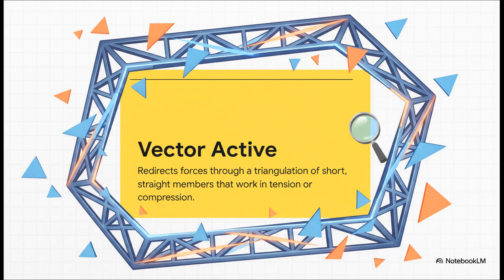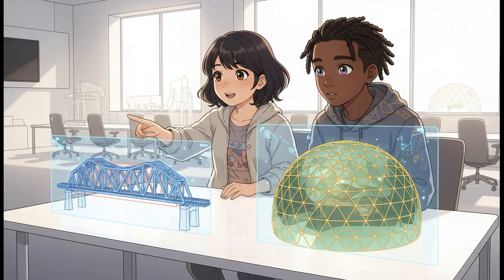Next up, we have vector active systems. And the dead giveaway here is the triangle. It is the strongest shape, and for a really good reason. It takes all these complex, multi-directional forces and breaks them down into simple, manageable lines of either pushing or pulling. This is what you see in the trusses holding up a railroad bridge, or in that incredible, complex web of a geodesic dome. Think Epcot. The key is there's no bending happening here. It's just pure, super efficient force transfer.